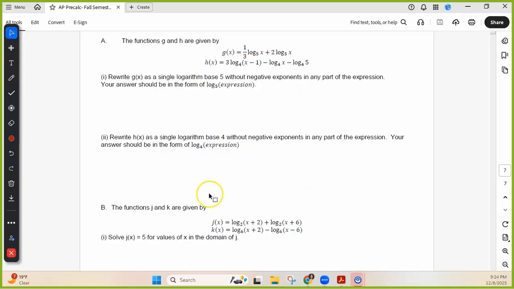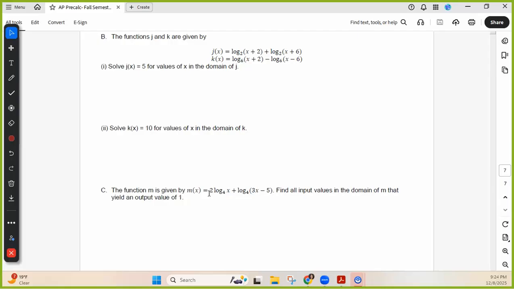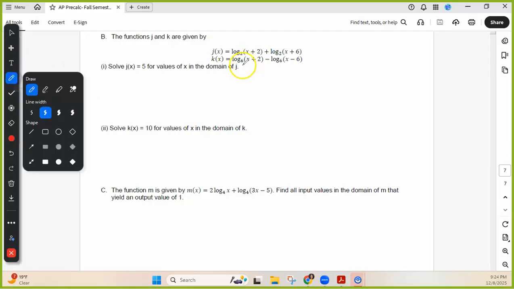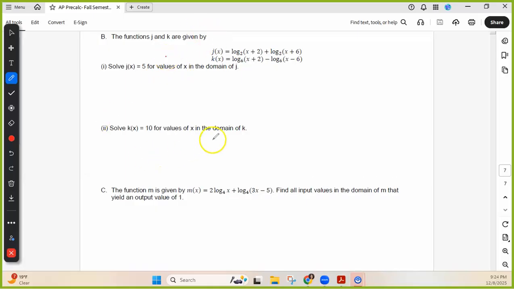Sorry. What about letter B? There you go. So once again, we're given two functions. Number one says j of x is equal to 5. So there's your j of x. I'm going to set it equal to 5. You good? All right, what's going on?